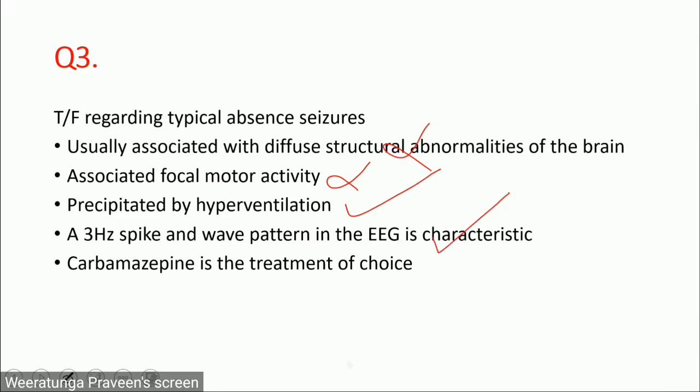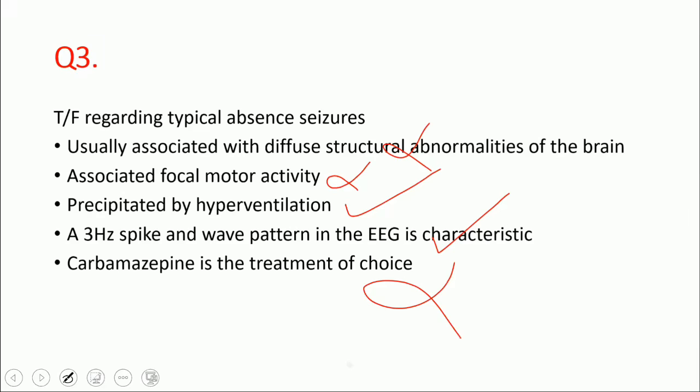Now, we'll talk about epilepsy treatment later, but an important thing to remember is you cannot use carbamazepine. It actually can make this worse. So that is false. The most commonly used drug is ethosuximide, which is a recommended drug. You can also use valproate as well, but we'll talk about this later in more detail. So that's about question 8. These are about typical absence seizures.